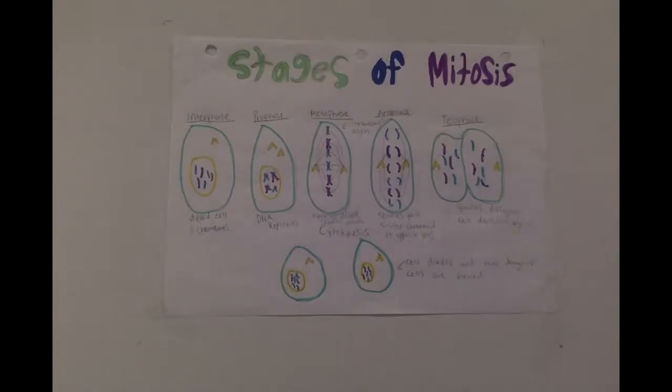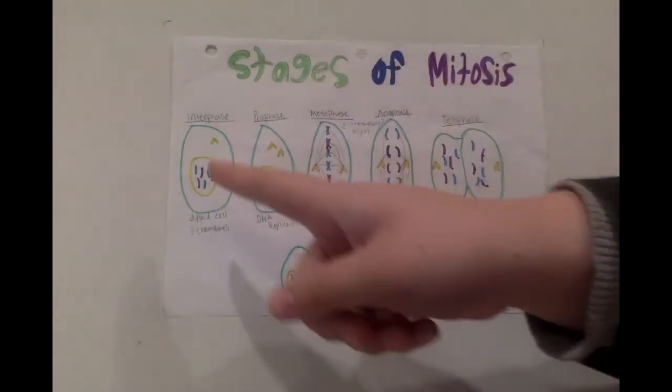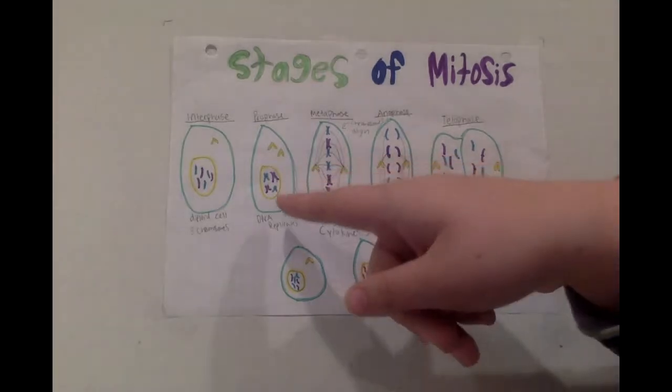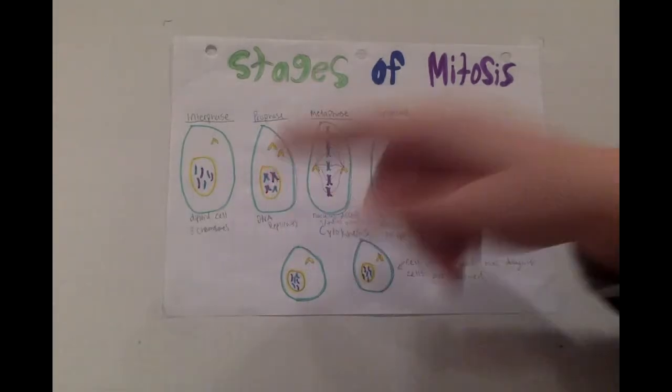As Ellie talked about earlier, these are the stages of mitosis. The first is interphase, which is where it is a diploid cell and there are 3 chromosomes. Interphase is 90% of the time that a cell is spent. The second phase is prophase. This is when the DNA replicates in pairs.